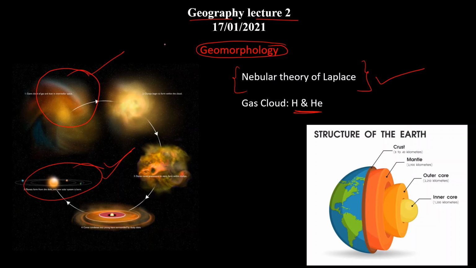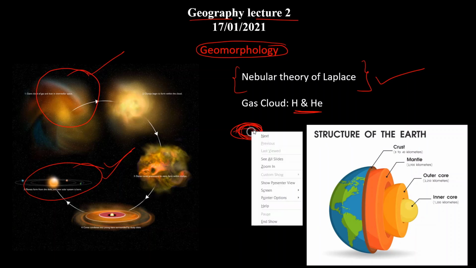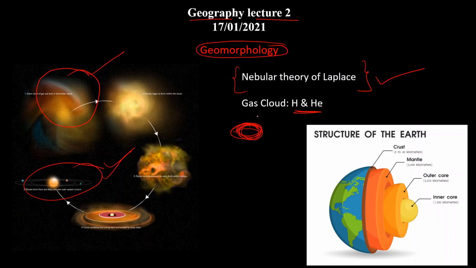The gas cloud rotated so much. During this heavy rotation, the center will be in hot condition and the outer layer will be in cold condition, and due to these several rotations, a ring came out from the equator part, and 9 planets evolved from that. Here you can see the structure of Earth. The outer layer is called the crust, the next layer is the mantle, next is the outer core which is in liquid condition, and then the inner core. This is the way the planets evolved.